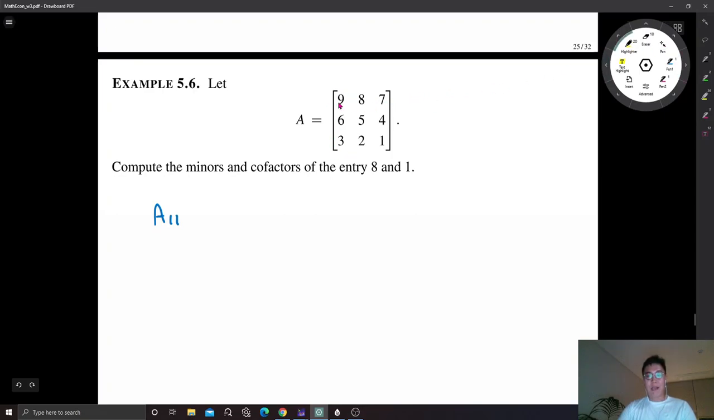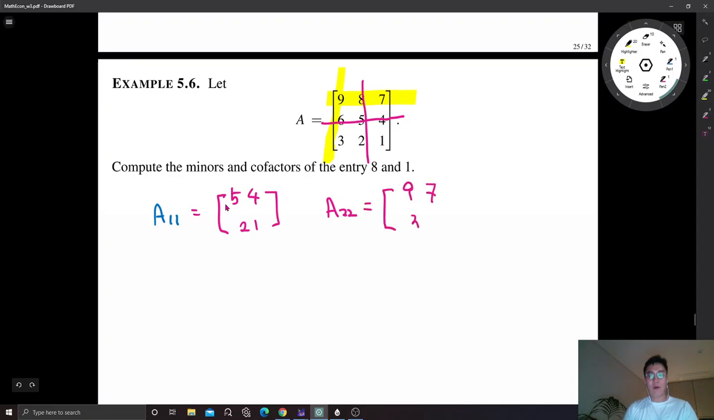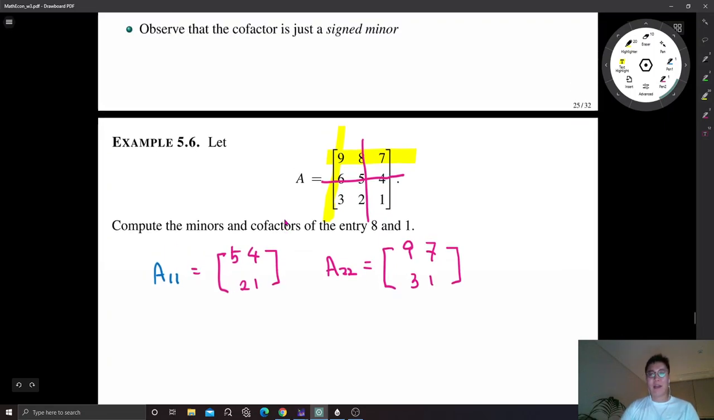So after eliminating the first row and first column, we are left with this 2 by 2 matrix, right? So A sub 1,1 is 5, 4, and 2, 1. And A sub 2,2: now we have to eliminate the second row and second column. Then we are left with the 2 by 2 matrix 9, 7, 3, 1. Okay? So the A sub ij is defined like this.